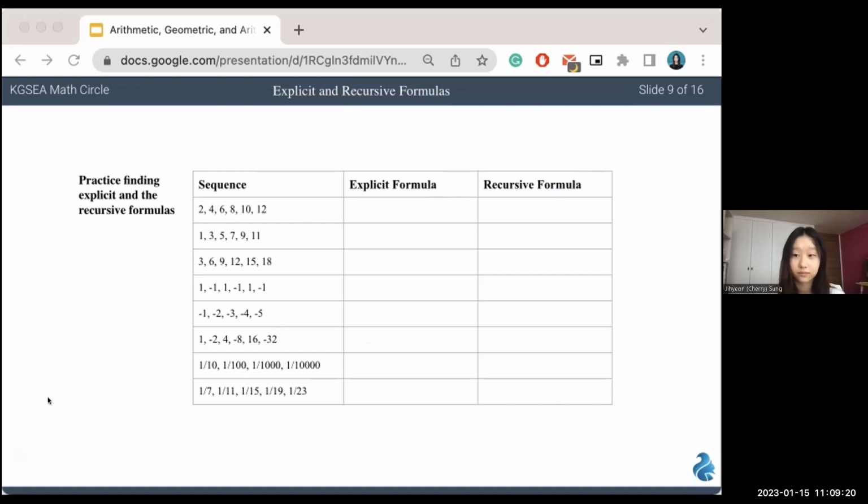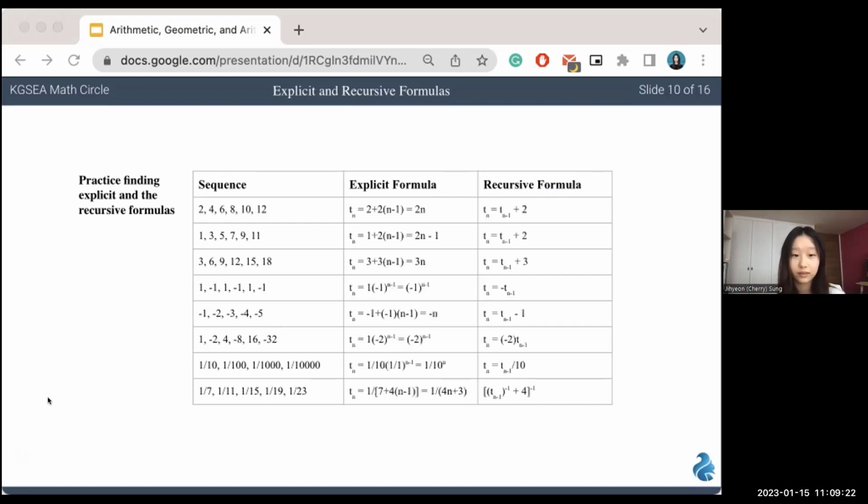And here are the answers. In the first sequence, the first term is 2 and the common difference is also 2. So the explicit formula could be found by saying 2 plus 2 times (n minus 1), which equals 2n. And the recursive formula is the previous term plus 2.